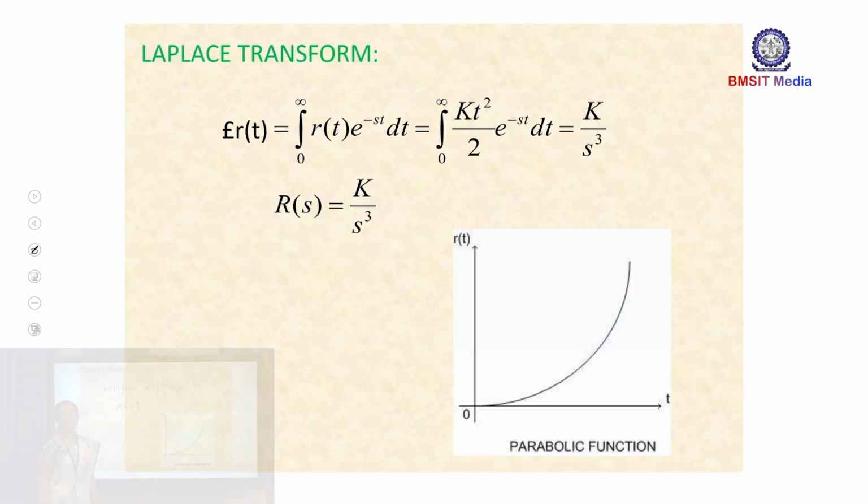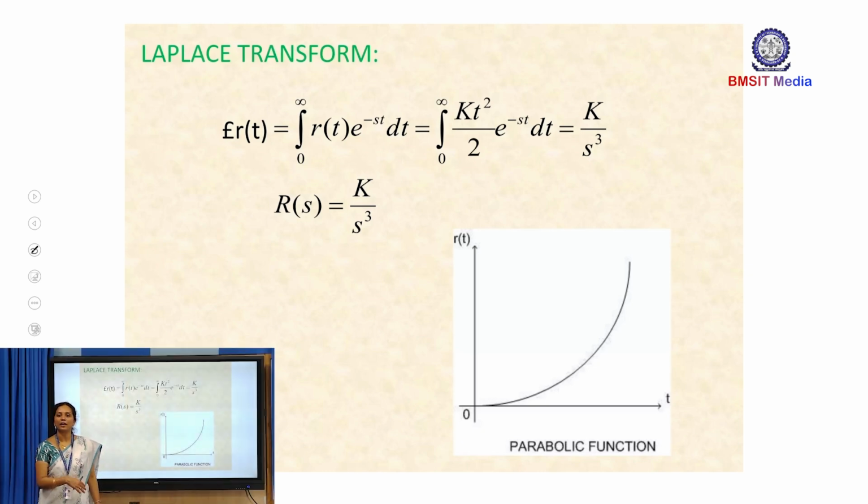Now, same thing, we again need to take the Laplace transform of the function. What is the function that I am considering now? The type of function I am considering is a ramp function. The ramp function is denoted by r of t. So, the integral from 0 to infinity of r of t into e to the power of minus st into dt.